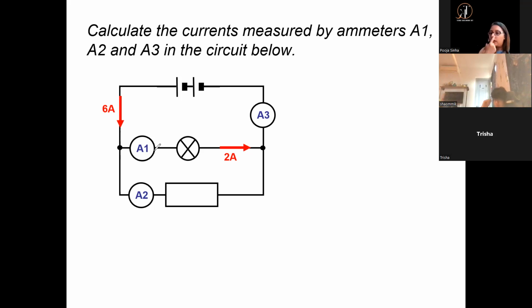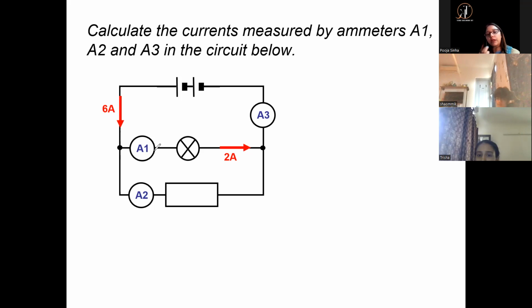Isn't this parallel? And the next point is, what is a voltmeter? A voltmeter is an instrument which measures the voltage. How is it connected? It is always connected in parallel. So suppose I want to find the voltage, then I will connect the voltmeter like this. Across each component, I will have to connect the voltmeter like this.